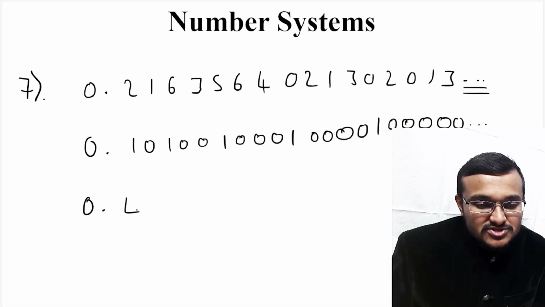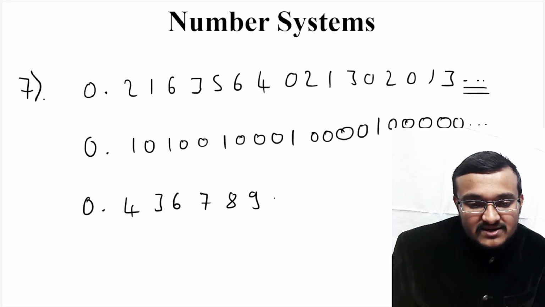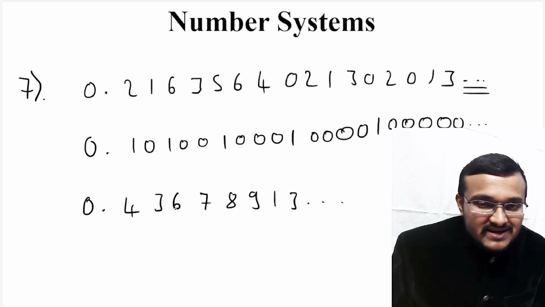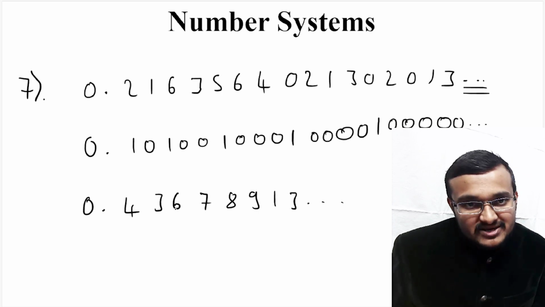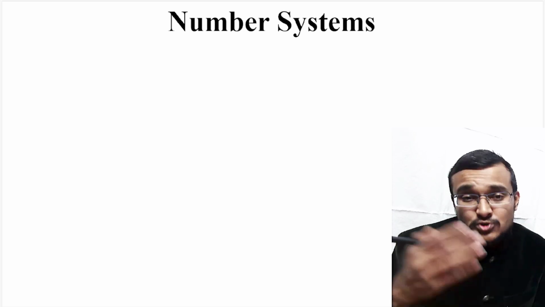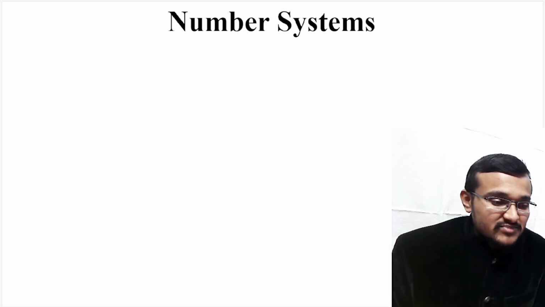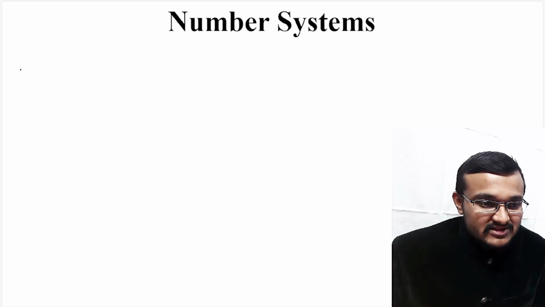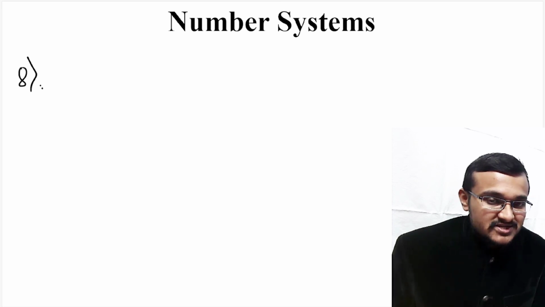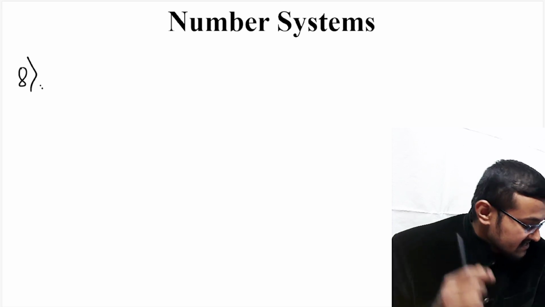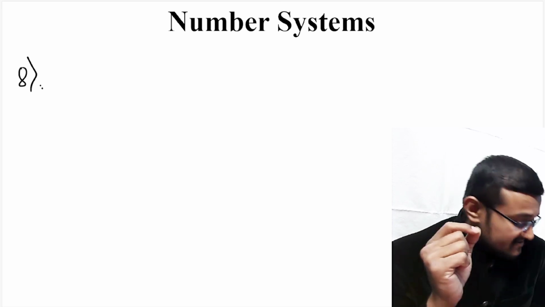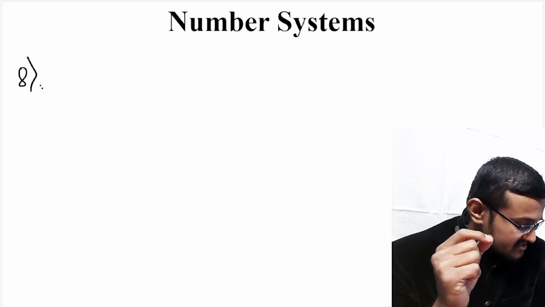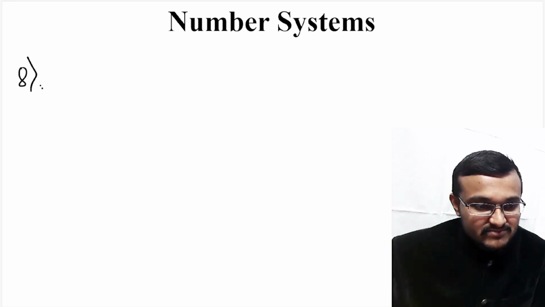Similarly, one more example you can write: 0.43678913, and it goes on like this. So here also it is not recurring and it is also not terminating. So like this you can give so many thousands of examples for this particular 7th question. So coming to the 8th question in this particular exercise, here they are asking to find 3 different irrational numbers between the rational numbers 5 by 7 and 9 by 11.